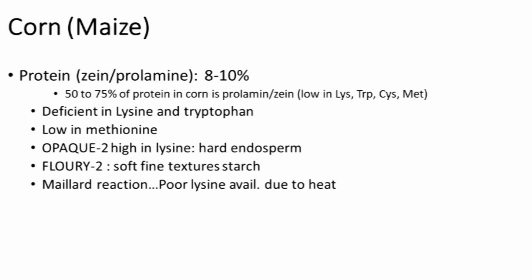Protein in the grain is zein, a prolamine, and that is not a good quality protein. The reason being it is deficient in lysine and tryptophan. And 55 to 75% of the protein of the corn is in the form of prolamine, which is zein, also known as zein protein. This protein is deficient in lysine, tryptophan and methionine. These are the amino acids. There are some varieties which contain a high amount of lysine and they have a hard endosperm that is opaque too. And floury-2 is a variety which has a very fine textured starch, and it gives a very good quality flour. It can be used for bread making.